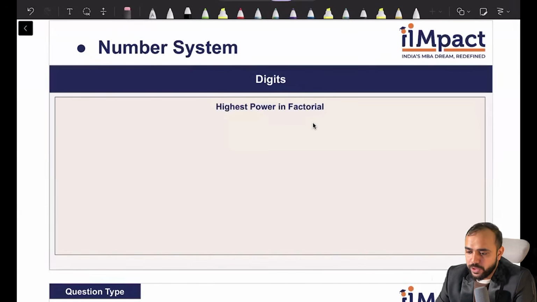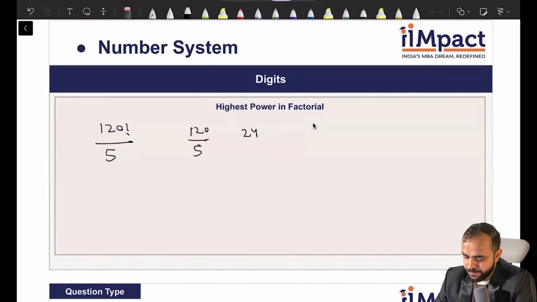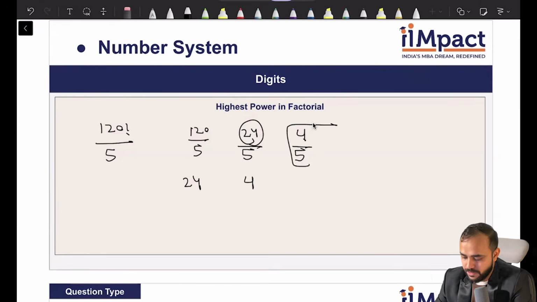Highest power in factorial. Now, you might come across situations like 120 factorial. What is the highest power of 5 in 120 factorial? So, the method for this is clear. We will divide 120 by 5. This will give you 24. So, I'll write 24 here. When 24 is divided by 5, the quotient will be 4. So I'll write 4 here. When 4 is divided by 5, the quotient is what? 0. So I need not continue after this. So the number of powers of 5 in 120 factorial will be 28.